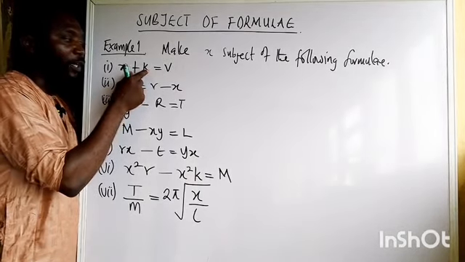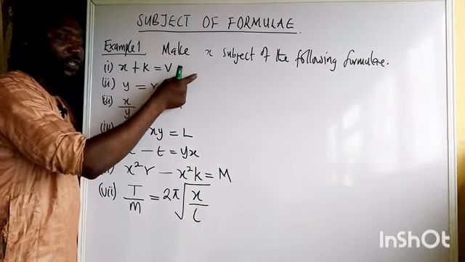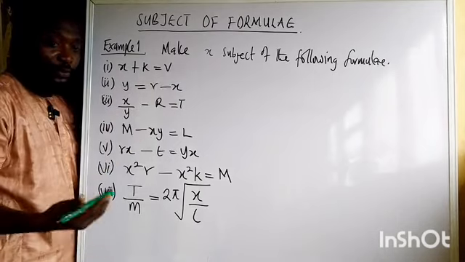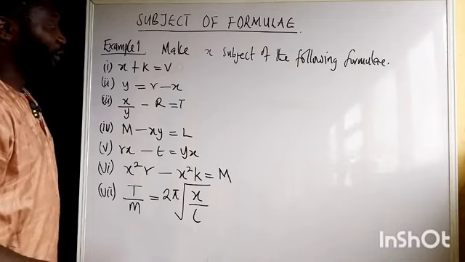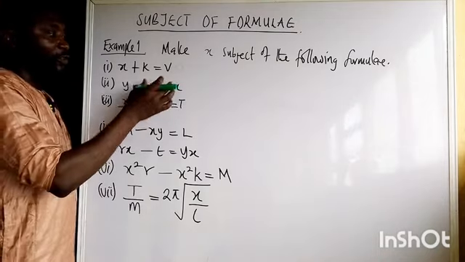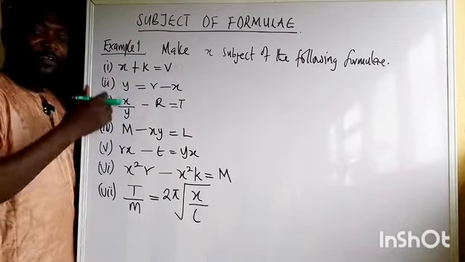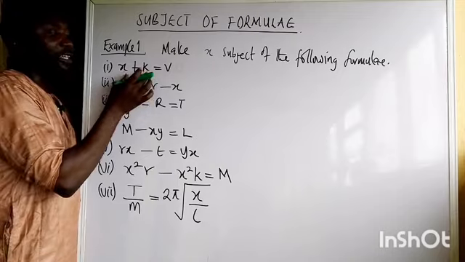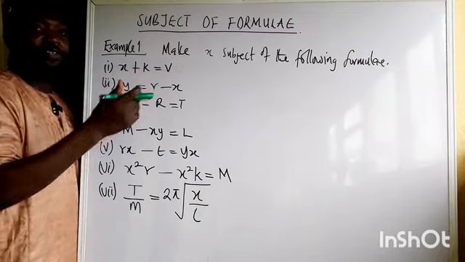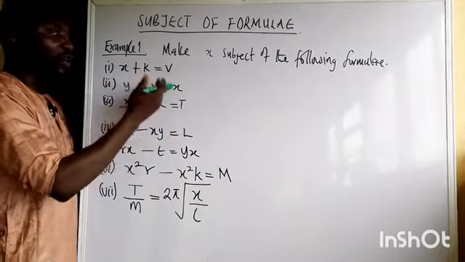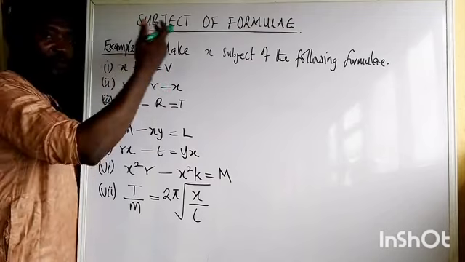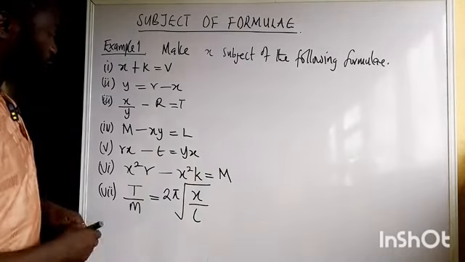When you take it from one side and you don't take it from the other side, it means you have done ojoro. That is not justice. So you have to make sure that you take it from both sides. If a letter is subtracted from X, the opposite of subtraction is what? Addition. It means you are going to add the same letter to both sides. So now let's start with the first example.